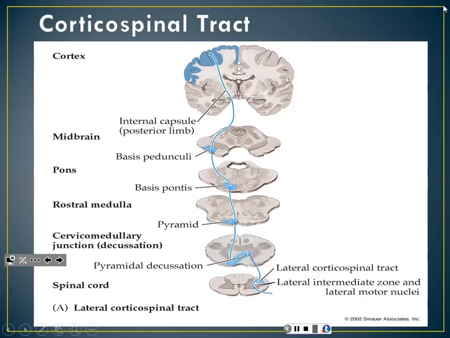So upper motor neuron pattern is increased tone, increased reflexes, upper extremity extensors greater than flexors, lower extremity flexors greater than extensors, distal more than proximal. That's the upper motor neuron pattern. Okay? Any questions about that? Because that's a really important concept to understand.